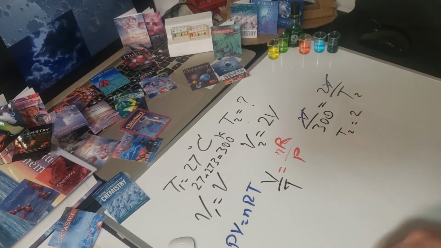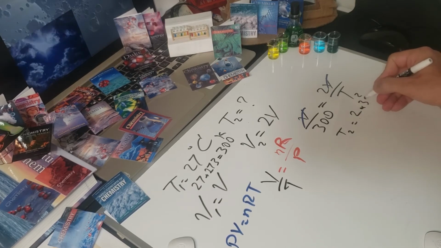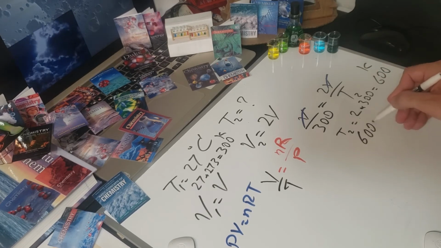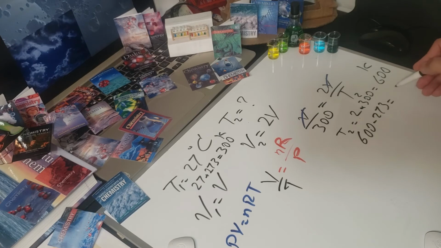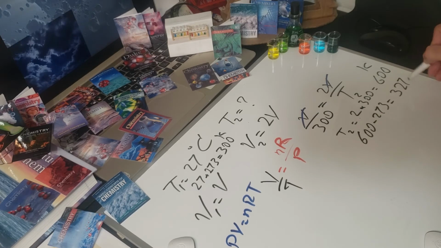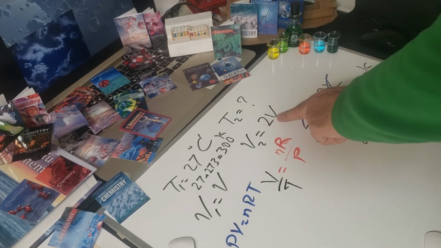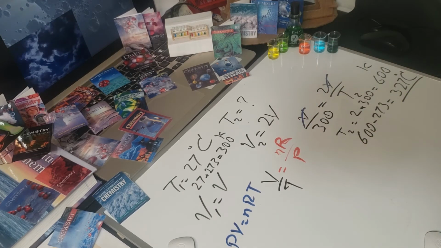Actually, 300 should be on the top. 2 times 300, so 600 Kelvin. If I just take 600 minus the 273, it would be 327 degrees centigrade. That's the temperature if you just double the volume. Okay, let's go on.